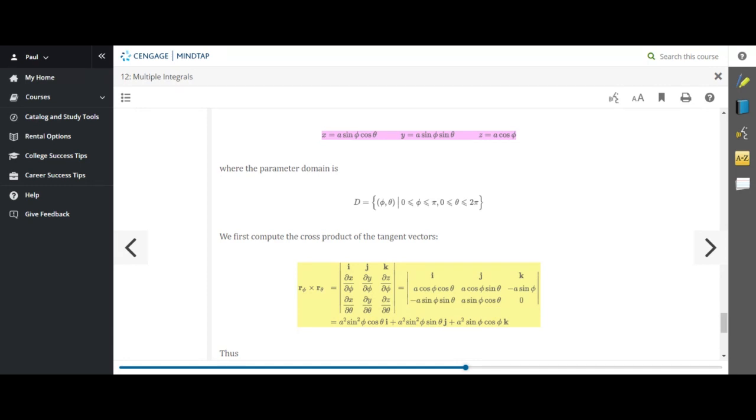Okay, and then they don't show all the steps, but they find the cross product and get that expression there. A squared sine squared phi cosine theta is the first component, a squared sine squared phi sine theta is the second component, and a squared sine phi cosine phi is the third component. Are there any questions so far before we do another example? I just wanted to show you this one.